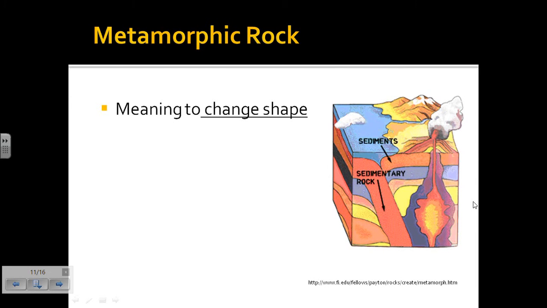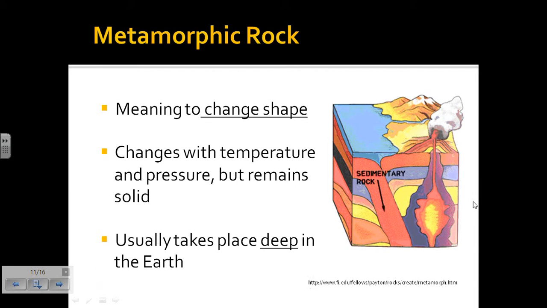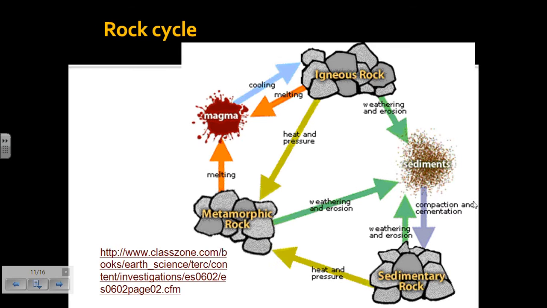Now, metamorphic literally means to change shape. So in this case, the rocks are changed by changes in temperature and pressure, but the whole time the rock remains solid. This usually takes place deep down in the earth.